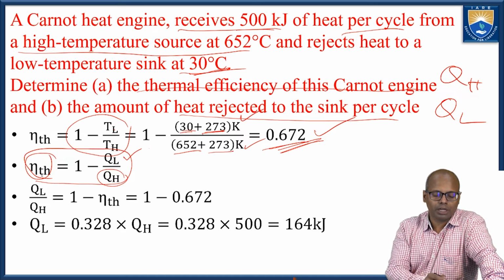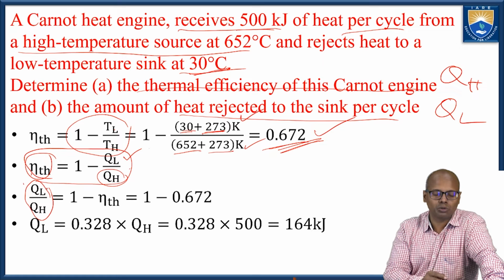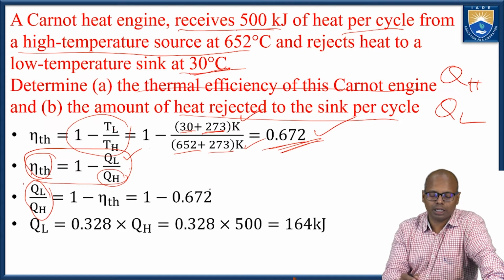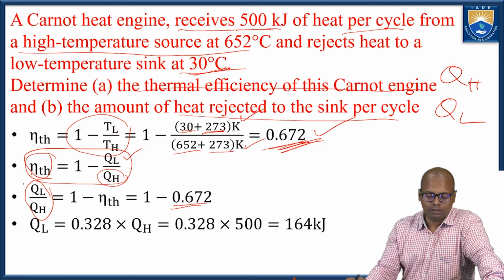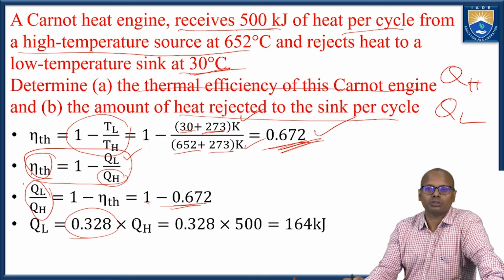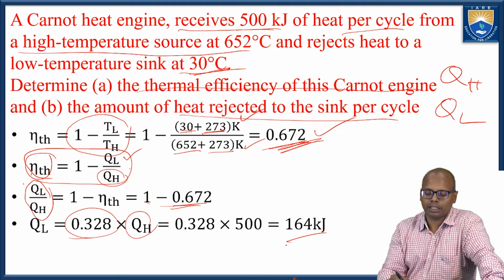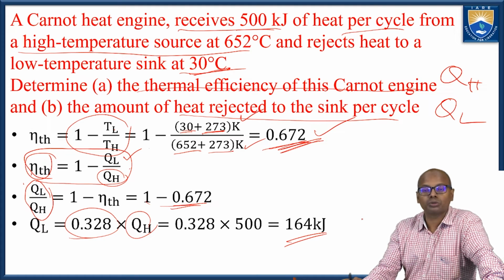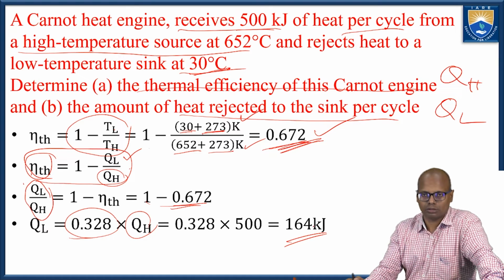So I have to bring QL by QH to this side and thermal efficiency to the other side. Then QL by QH is equal to 1 minus thermal efficiency, and the thermal efficiency I have already found as 0.672. If I subtract this 0.672 from 1, I will get 0.328. If I multiply that with 500 kilojoules, I will get the amount of heat rejected to the sink, which is 164 kilojoules.